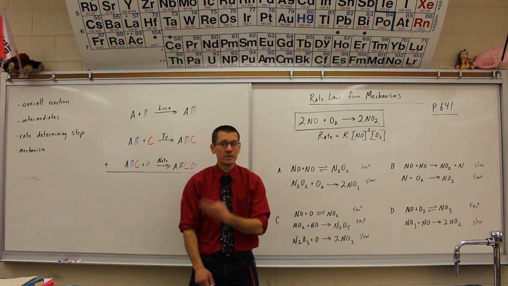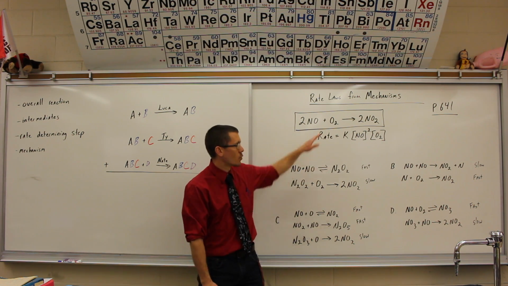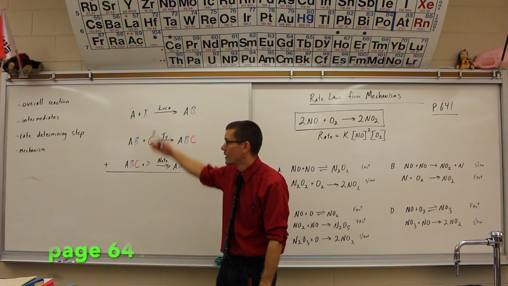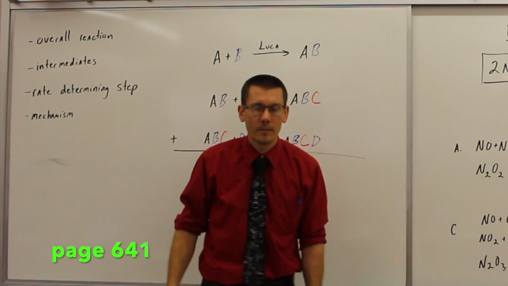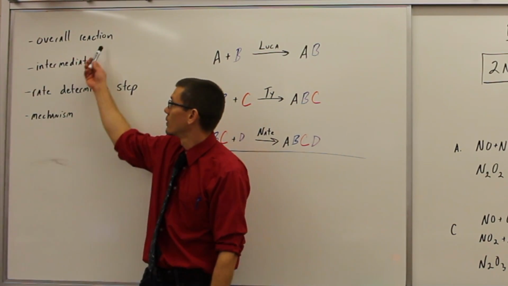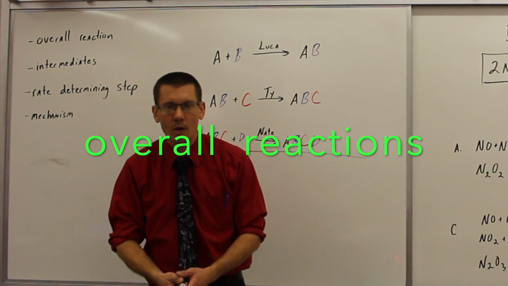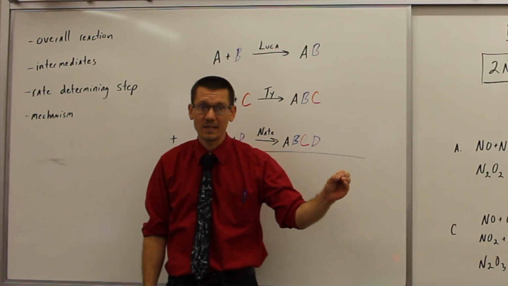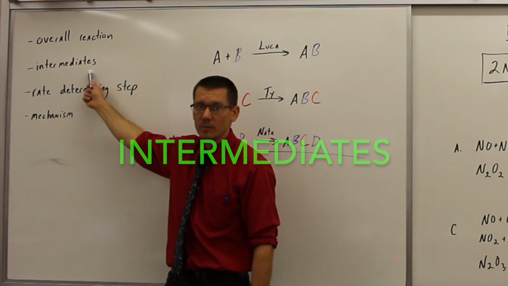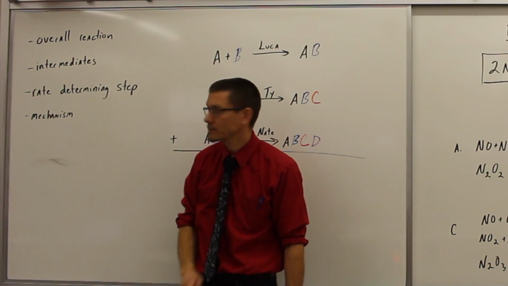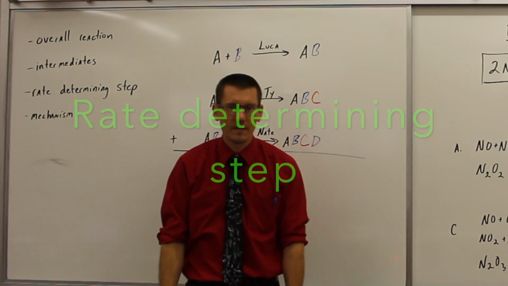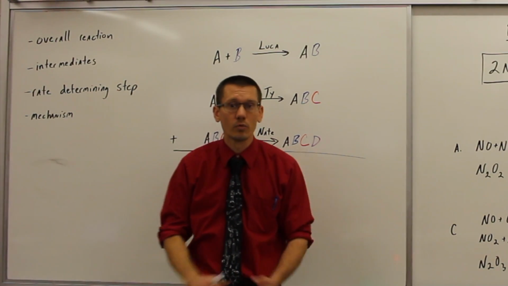So we're going to use the example that we did in class, and I'm going to walk through the example on page 641 of your textbook. Some of the vocab we're starting with here: mechanisms are a series of steps, so we're going to first of all write overall reactions. We're going to take a look at substances that were created in one step, then destroyed in another. Those are called intermediates. Intermediates will not show up in the overall reaction. The rate determining step is the slow step. That's the one that's going to basically determine the overall rate of the reaction.